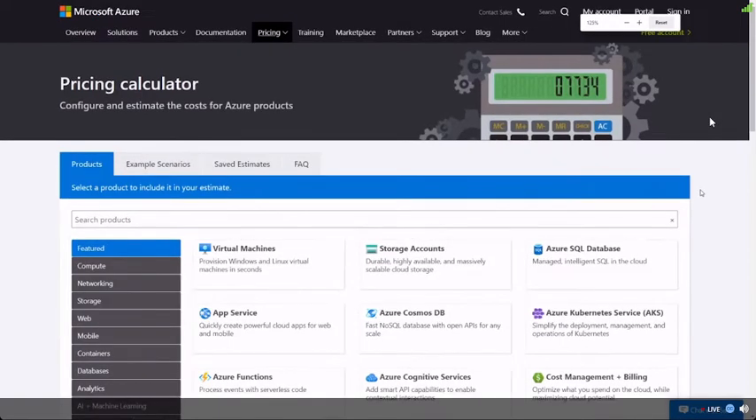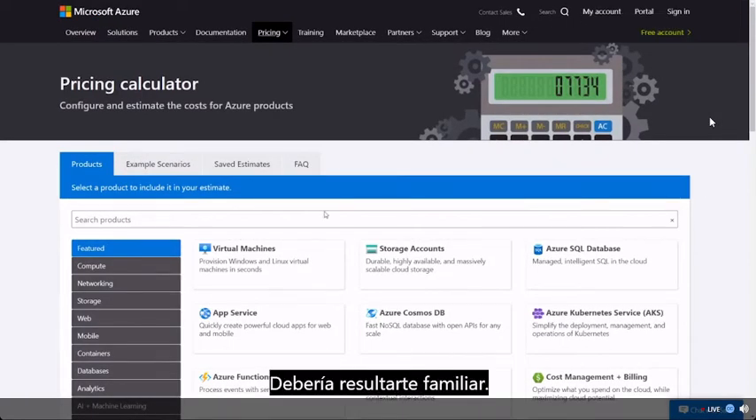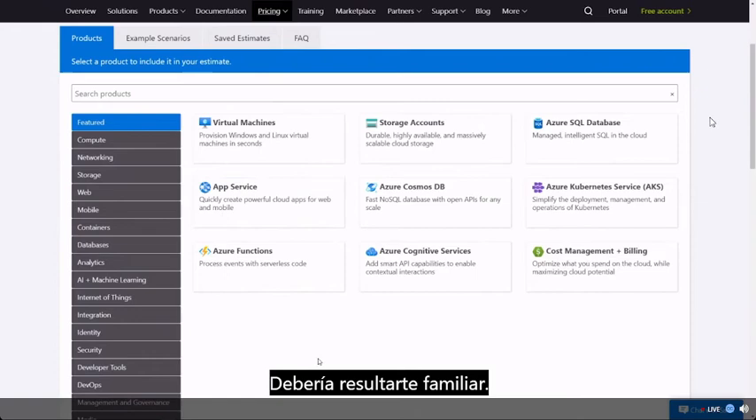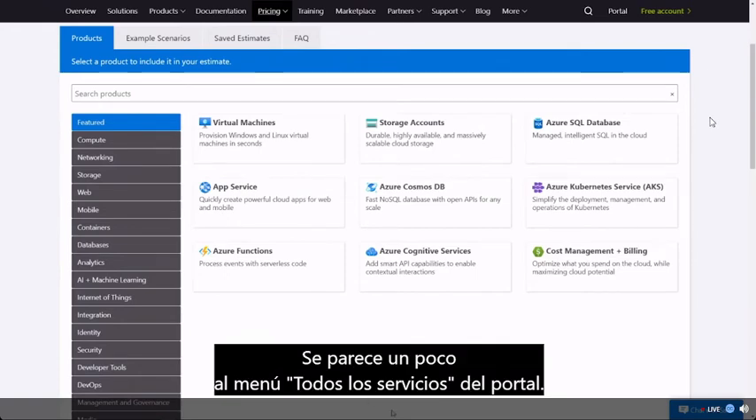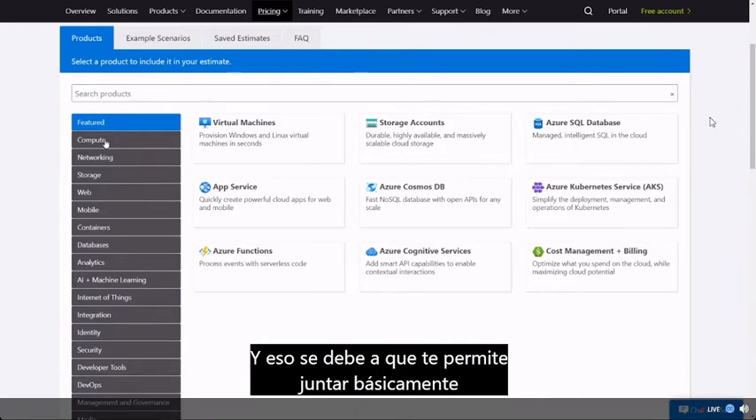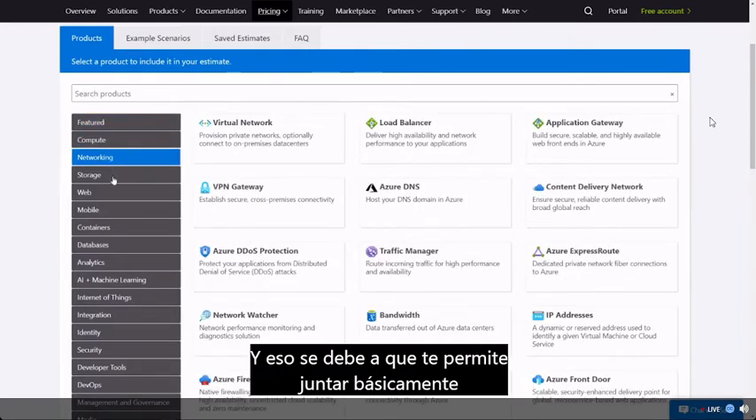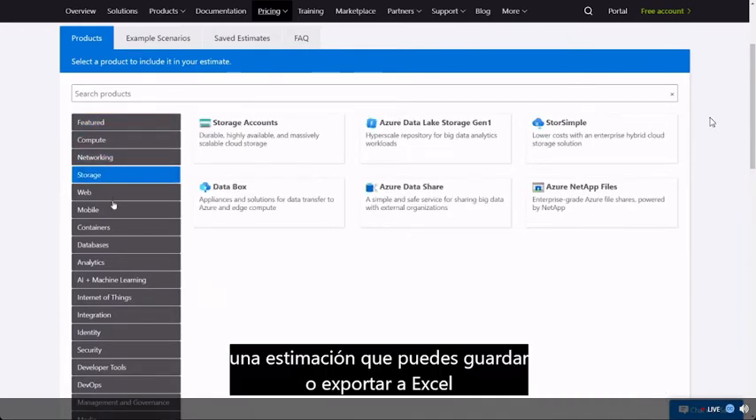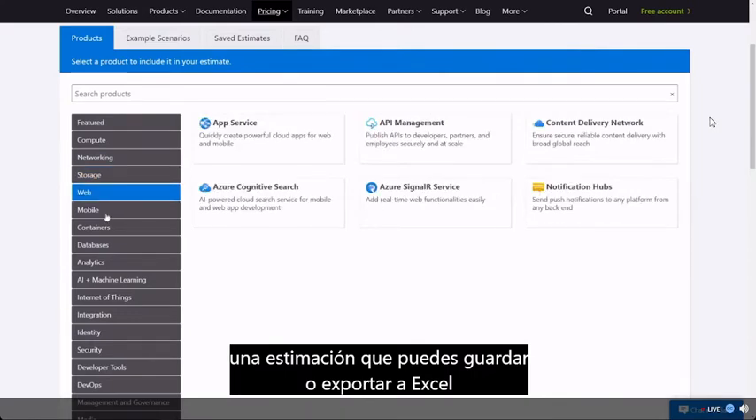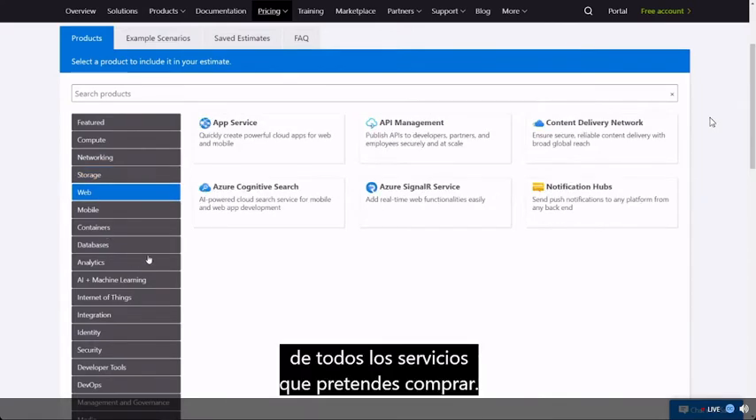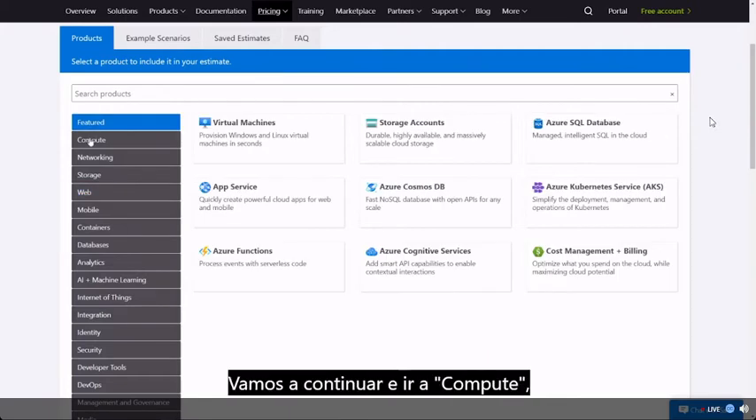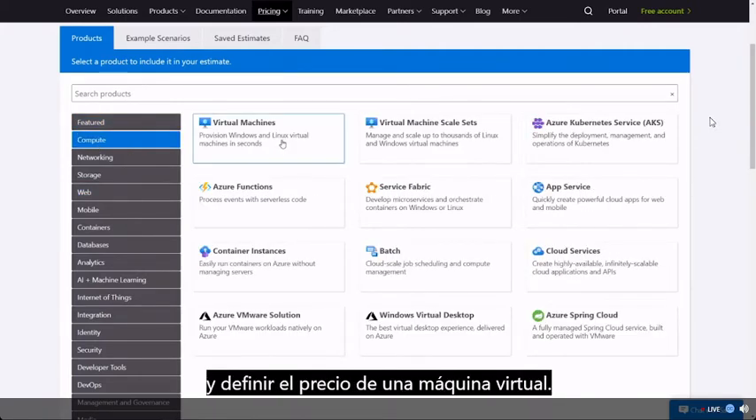It should look a little bit familiar. It looks a little bit like the All Services menu from the portal. And that's because this allows you to basically put together an estimate that you can save or export to Excel of all the services that you're looking to buy. So let's go ahead and go to Compute, and let's price out a virtual machine.